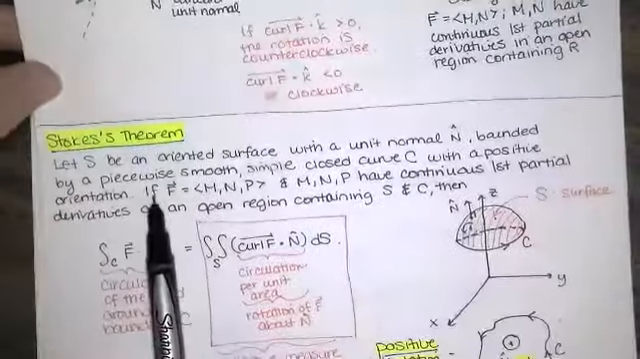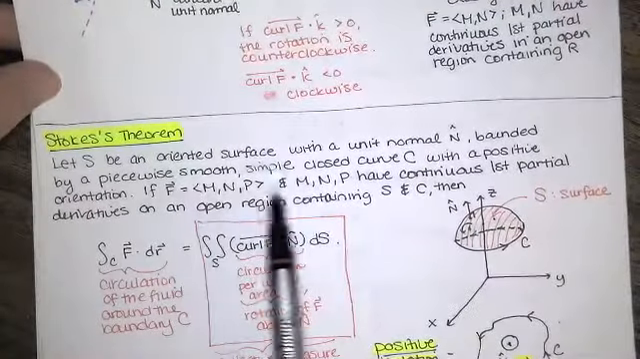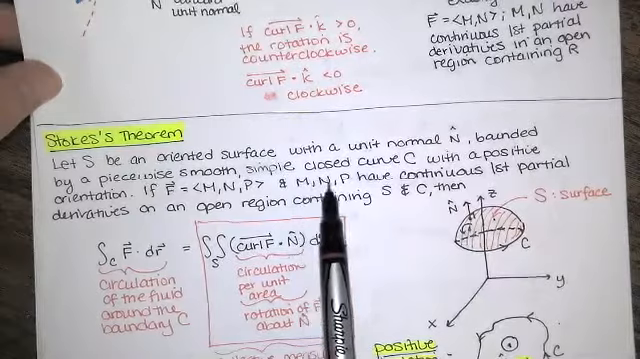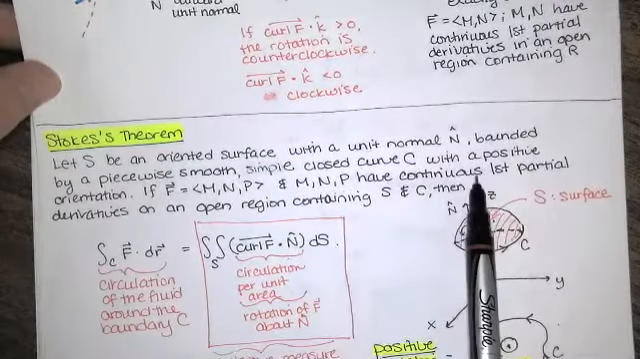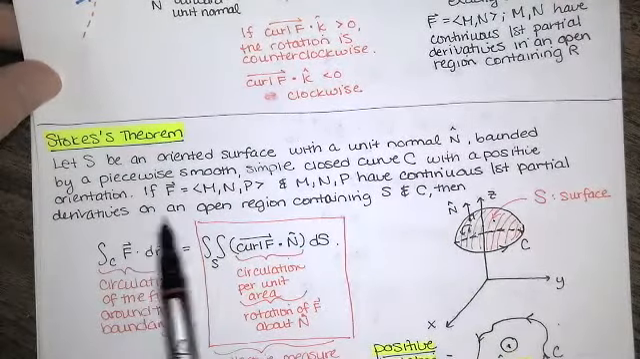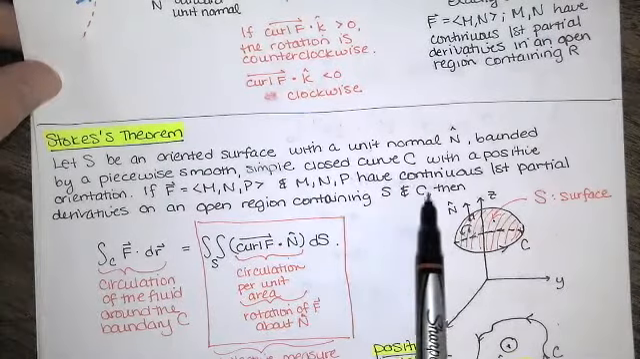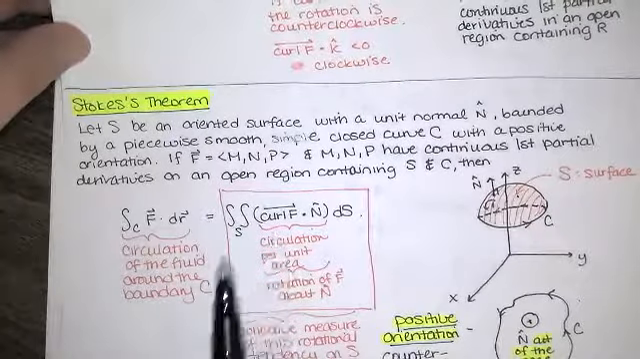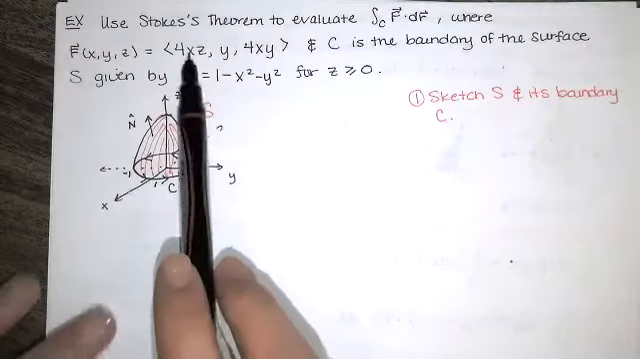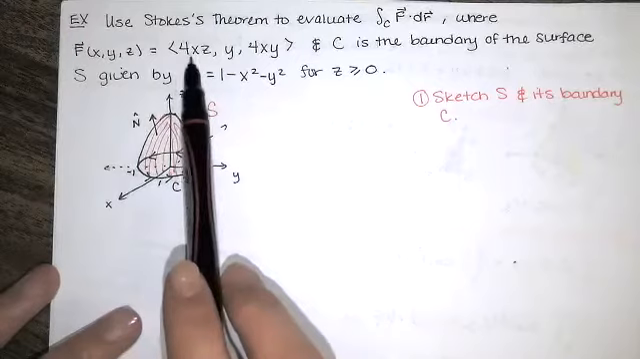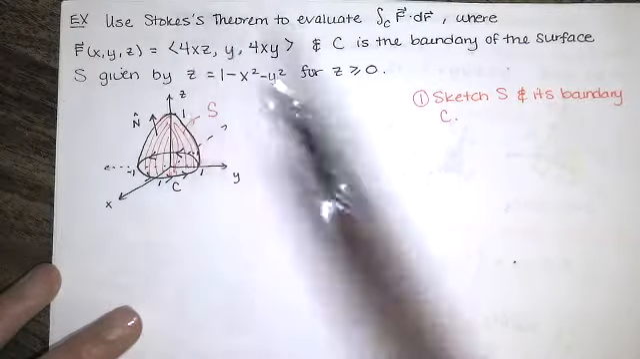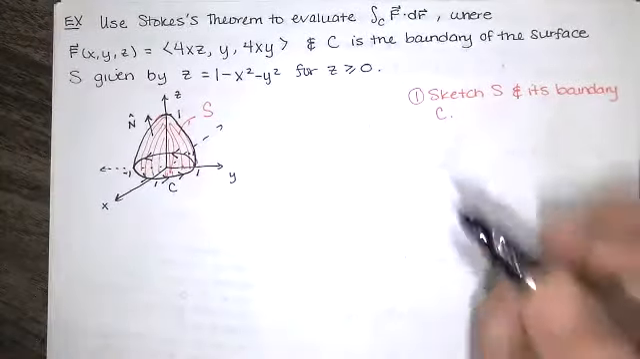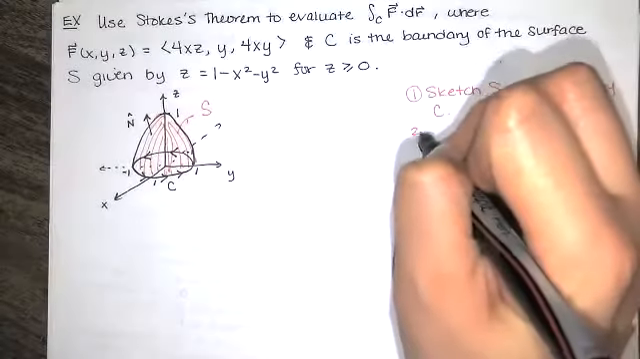Okay. Then if the field has component functions m, n, and p that have continuous first partial derivatives on an open region containing our surface S and C, then these two integrals are equal to each other. Yes, F has component functions that are all polynomials in x, y, and z. So we can apply Stokes' theorem.